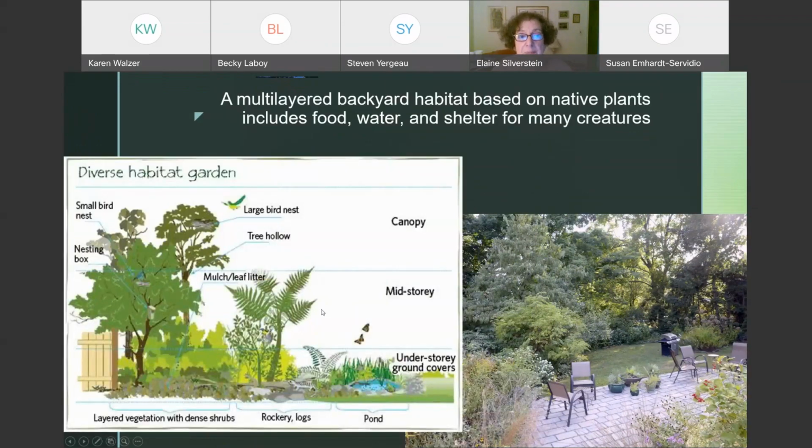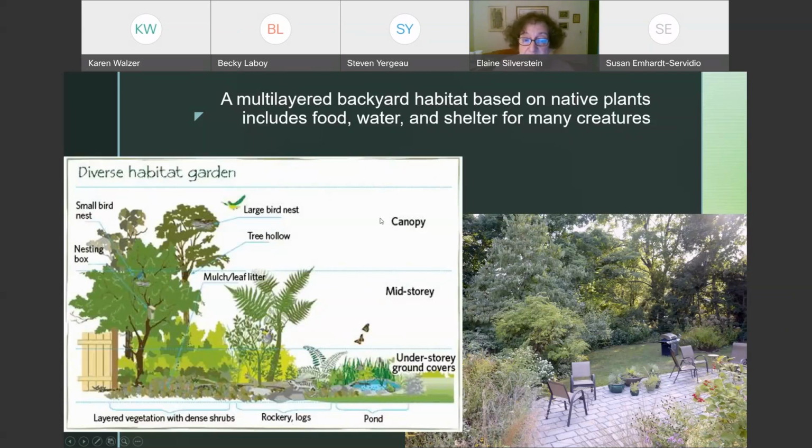So, a multi-layered backyard habitat, and multi-layered is very important because nature is almost always multi-layered. When you start to look at forests, you find out that they always have layers. And in this area, in New Jersey in particular, almost everything is eventually going to be forest. So when you talk about a diverse habitat garden, this is a great schematic drawing that actually comes from Australia. So the plants obviously look very different from ours, but the concept is exactly the same.